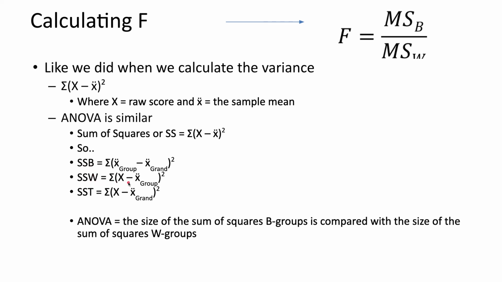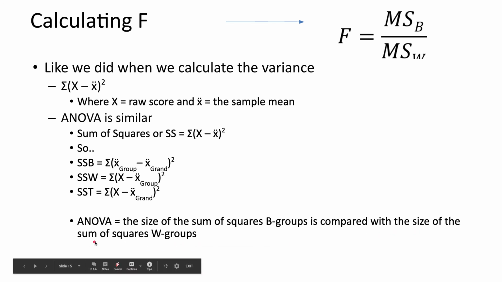And again, the sum of squares within would be the sum of square deviations from the mean. What mean? The group mean. So we take every single raw score within each group, and we subtract that score from the mean for the group. And again, the SST, which is the sum of squares total, is not part of the F ratio. You could calculate it, but it's not part of the F ratio. Okay, so to finalize here, when we calculate ANOVA, basically what we do is we take the size of the sum of squares between and compare it with the size of the sum of squares within. That's the F in ANOVA right there.